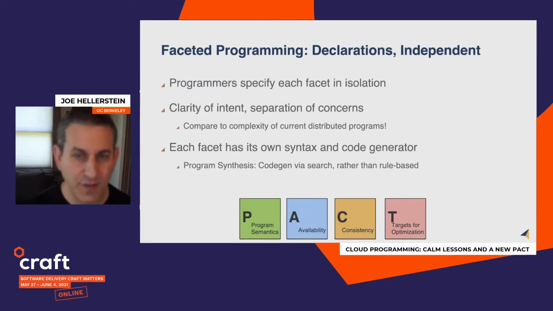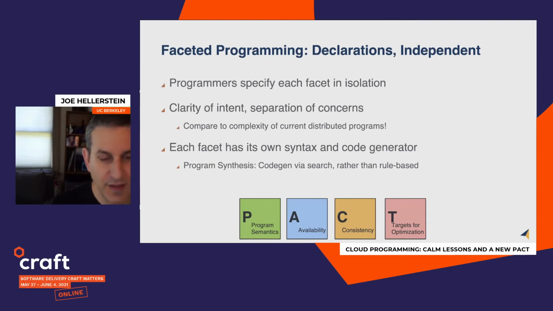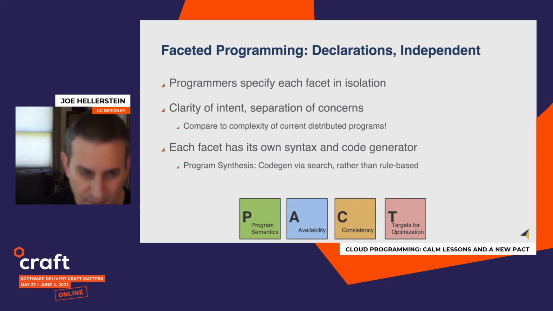Programmers are going to specify each facet in isolation. This allows them to very clearly say what their intent is for the program, separate out concerns of program semantics from distributed systems. And if you look at current distributed programs, they're a mishmash and an integrated tangle of program semantics and then logic for doing the messaging and the fault tolerance and all that for the rest of the stuff for A, C, and T. So we really want to separate those things out.